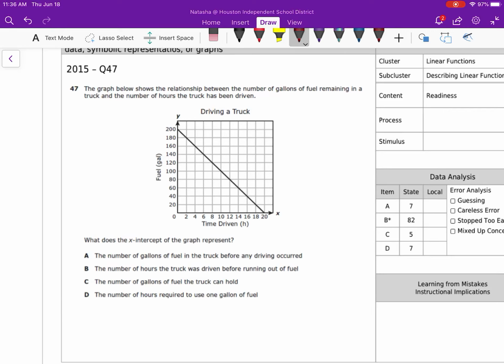Okay, so this graph here, it's really asking you and wanting to see if you can really understand all of the parts of a graph. The graph below shows a relationship of the number of gallons of fuel remaining in a truck and the number of hours the truck has been driven. Okay, so the x-axis is the number of hours, and the y-axis is how many gallons of fuel that we have. So when I have 0 hours, I have 200 gallons of fuel, okay, in this truck.